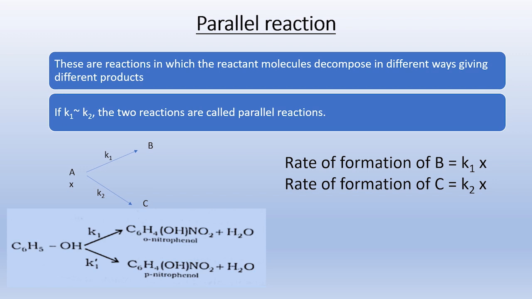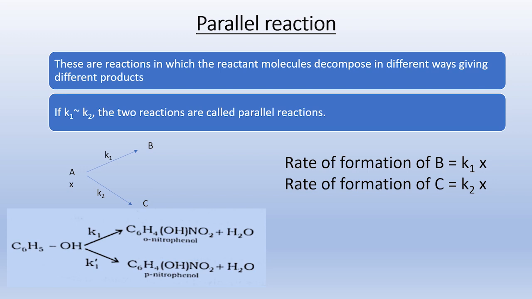Let K1 be the rate constant for one pathway and K2 be the rate constant for the second pathway. If K1 and K2 are of appreciable or similar magnitude, then we can say the two reactions are parallel reactions. One example for a parallel reaction is the nitration of phenol. Phenol on nitration gives orthonitrophenol and paranitrophenol. Here both products form in almost equal quantity.